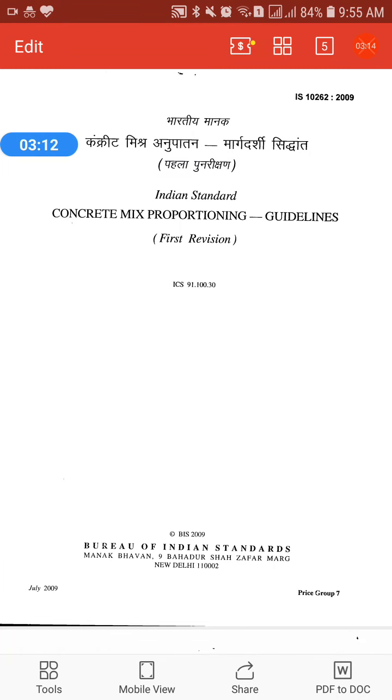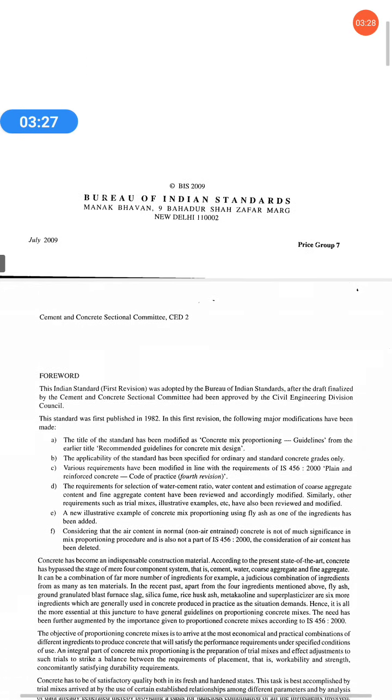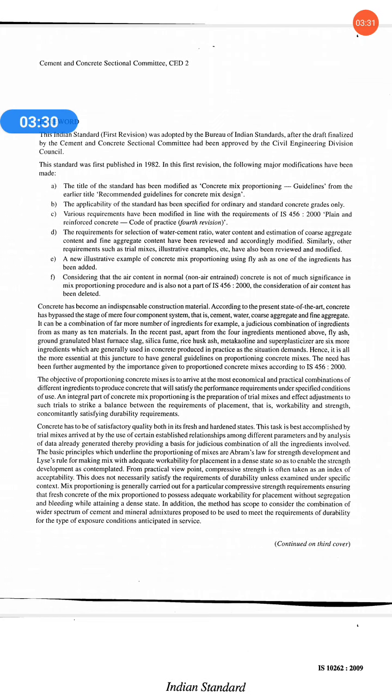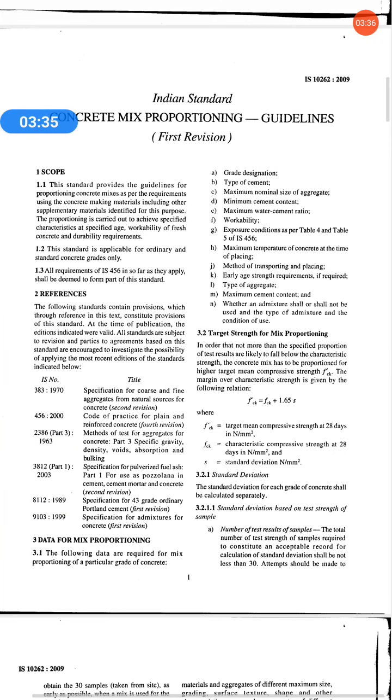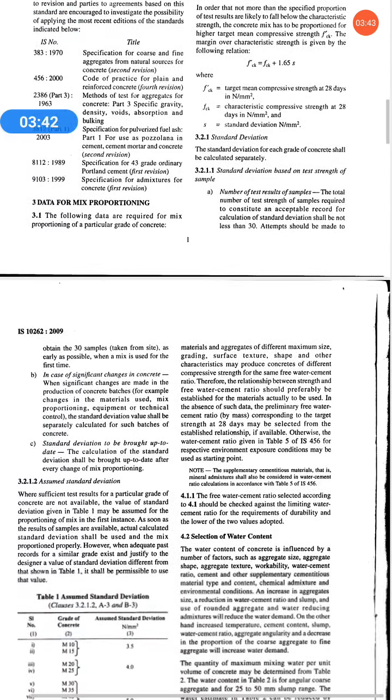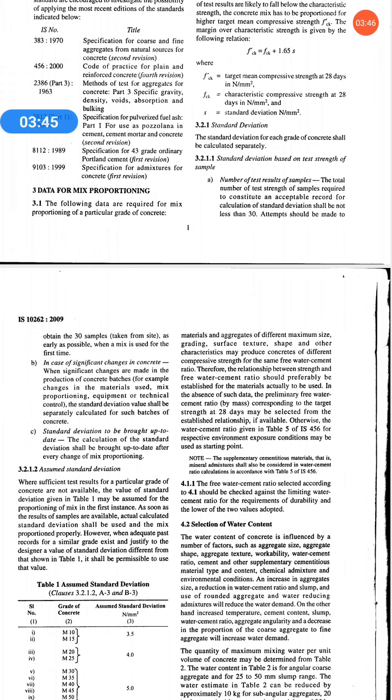See students, this is IS 10262:2009, the Indian Standard Concrete Mix Proportioning Guidelines. All the guidelines are given in this IS code 10262. This is the first revision, and it is the most important IS code for designing concrete. You can read this one. What is the target strength of mix proportioning? References and everything are given in this IS code, which I have explained in the last lecture.